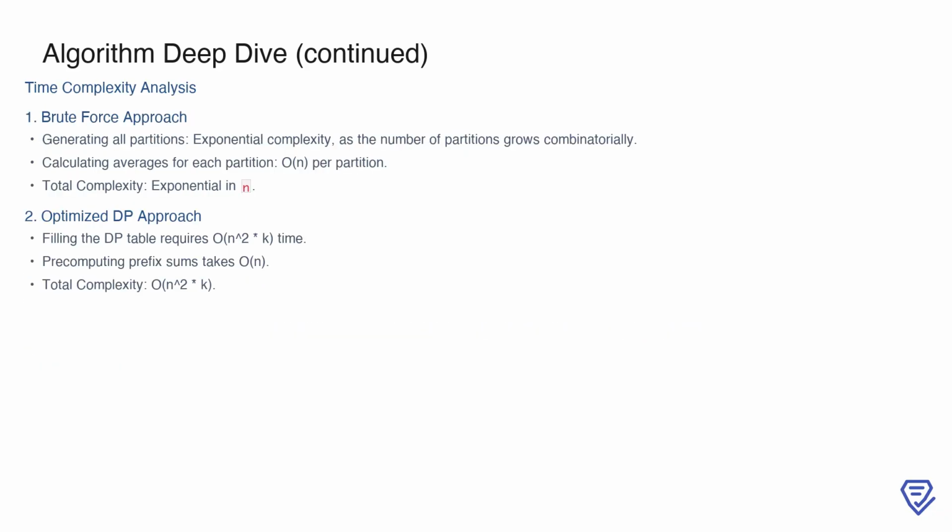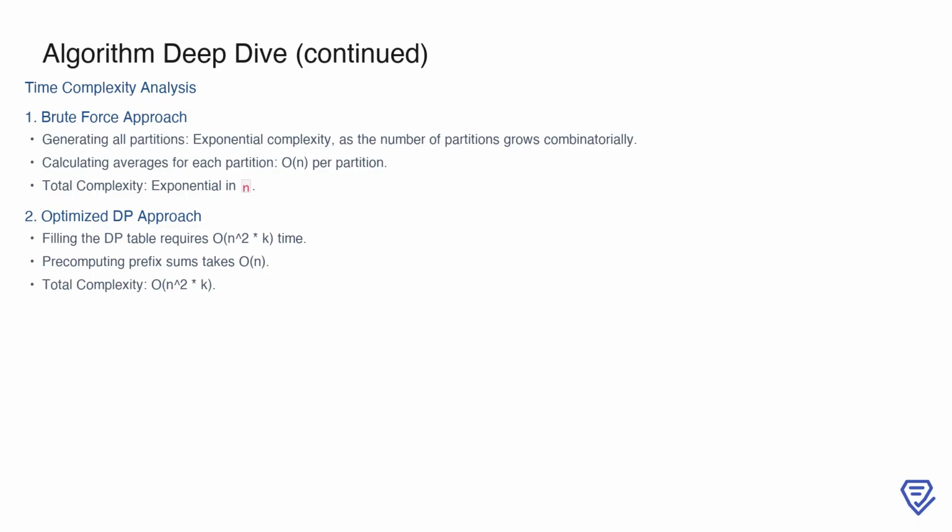Finally, let's analyze the time complexity of both the brute force and optimized approaches. The brute force approach involves generating all possible partitions of the array into k contiguous subarrays. Since the number of partitions grows combinatorially, this method has exponential complexity. Additionally, calculating the averages for each partition requires linear time, resulting in an impractical solution for larger inputs.